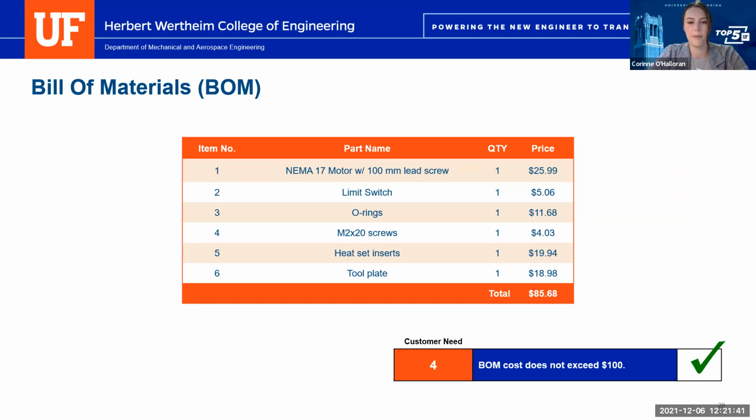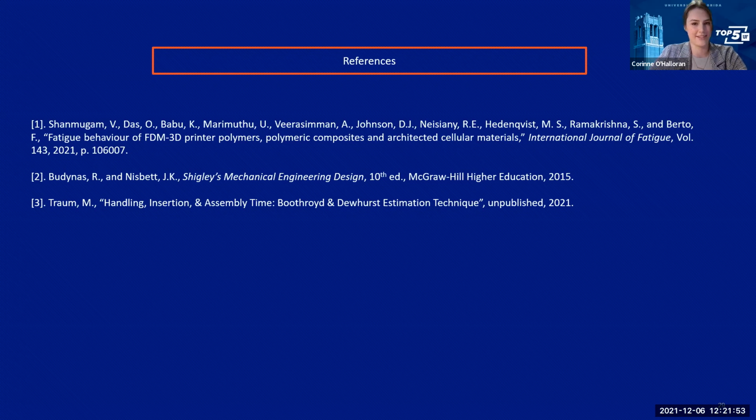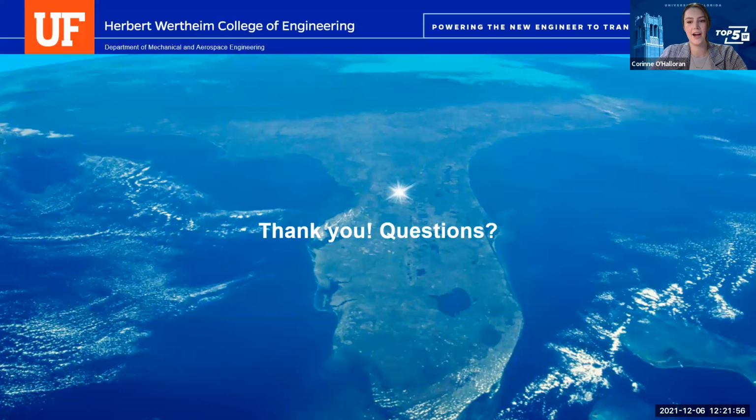And lastly, our bill of materials, the OTS cost for our full assembly totals to $85.68, which is below the budget of $100. These are the sources referenced in our presentation today. Our group would like to thank you all for attending our presentation, and we would like to open it up for questions.